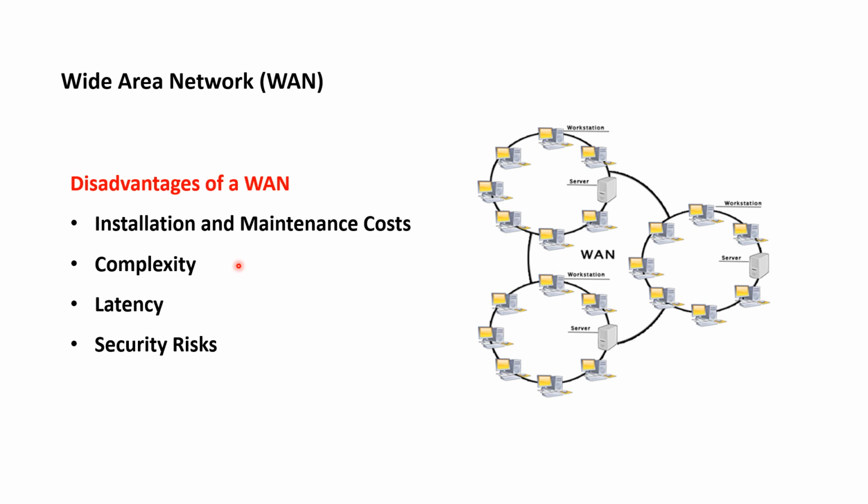WANs, especially those relying on satellite links or long-distance connections, may experience higher latency compared to LANs or MANs, that is, affecting the speed of data transmission. WANs are more vulnerable to security threats due to their broad coverage and the need to transmit data across public or shared networks.